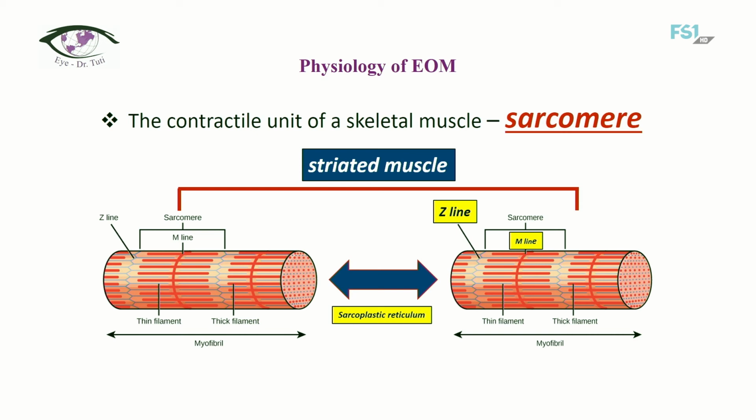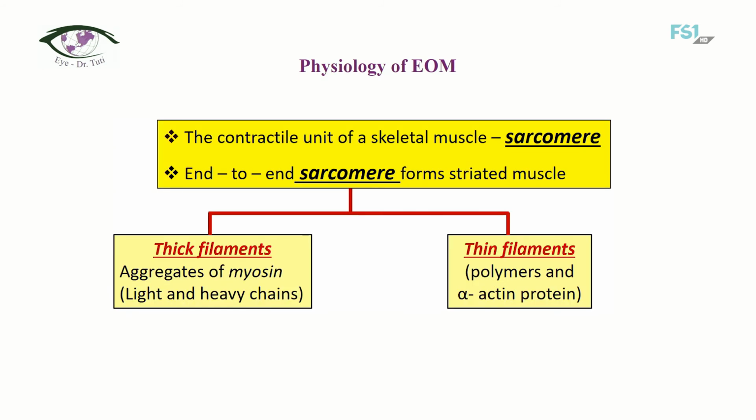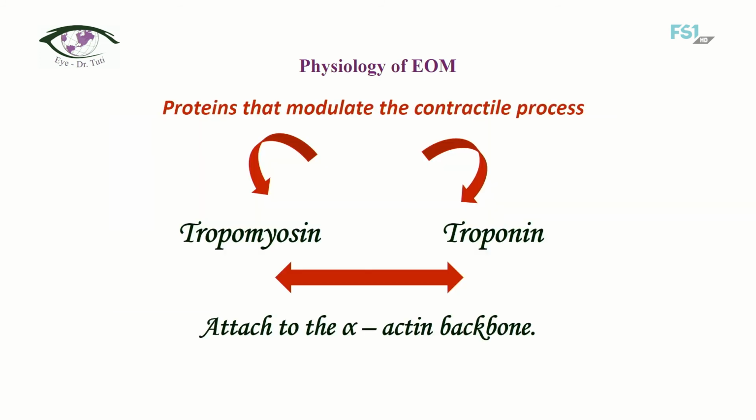There are additionally two main types of filaments: thick filaments and thin filaments. Each has a different composition and location. Here in the slide, it's just a reminder. So now we know that the contractile unit of a skeletal muscle is a sarcomere, and end-to-end sarcomeres form striated muscle. There are also two types of filaments in the sarcomere: thick filaments, aggregates of myosin light and heavy chains, and thin filaments, polymers of alpha-actin proteins. Additionally, proteins modulate the contractile process: tropomyosin and troponin, both attached to the alpha-actin backbone. Strands of tropomyosin block the binding sites and prevent actin-myosin interaction when the muscle is at rest.